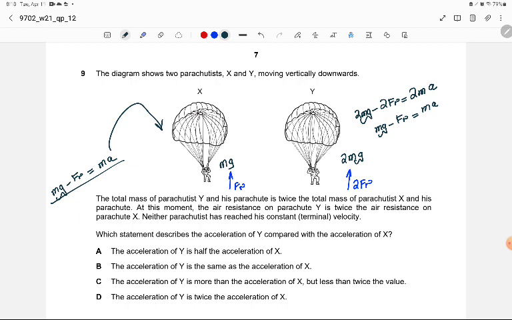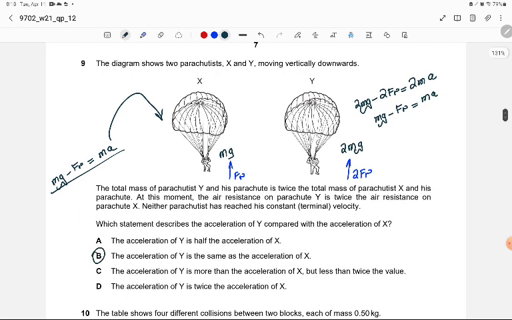The acceleration of Y is half the acceleration of X? No. The acceleration of Y is the same as the acceleration of X, because there is no difference in the final equation. If you open your eyes, you are going to notice that both the equations are exactly the same. So why would there be any difference in its motion? It has to be the same motion.